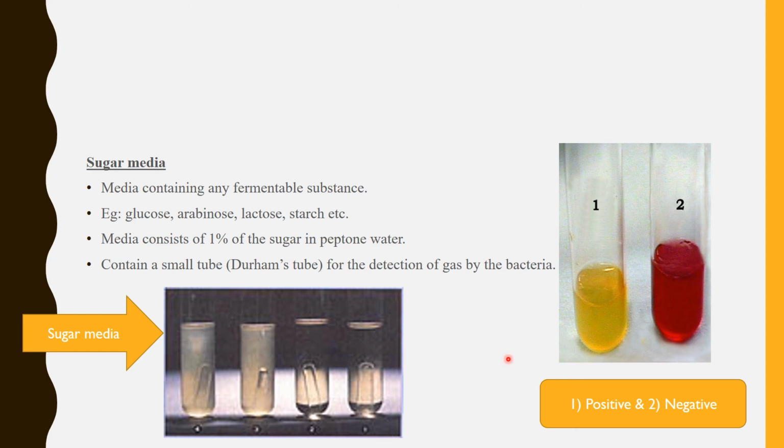So how can it change color? We will add an indicator, a red color indicator, like in this. The first tube is showing a positive result because it turns yellow after the fermentation, and the second one is negative because it stays as it is. If the bacterium produces gas, the Durham tube will start floating in the upper supernatant of the medium. So we can check both things with the sugar medium, acid production as well as gas production.